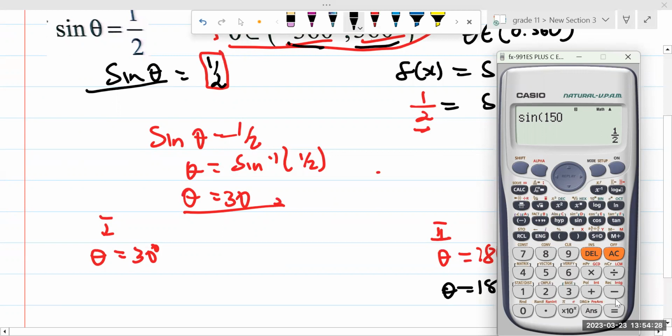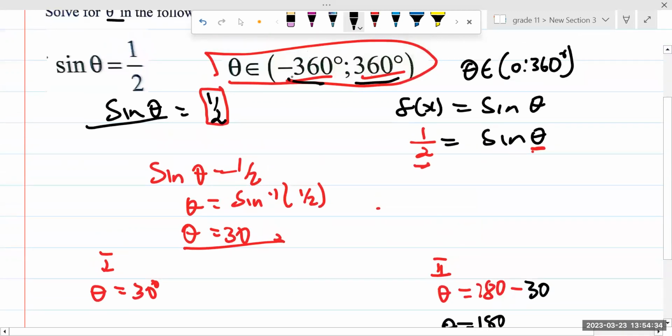But depending on what the examiner is asking you, like here, they are saying between minus 360 up until 360, then we need to go and find other values. We know how to get the values in the first cycle. Now we need to go and find the other values in the other cycle. What is the principle that I want to introduce now? There is a principle called the general solution.